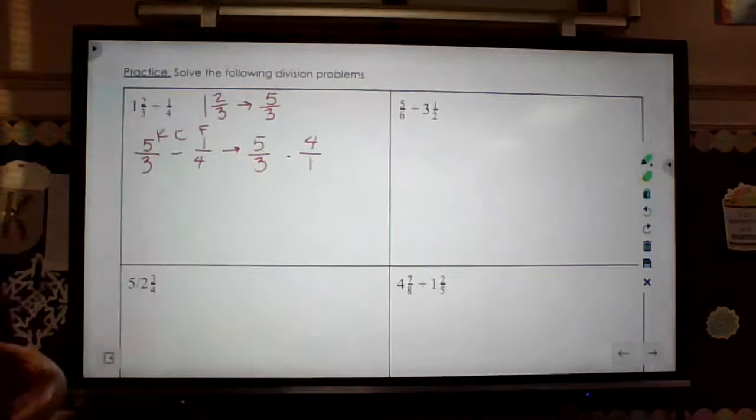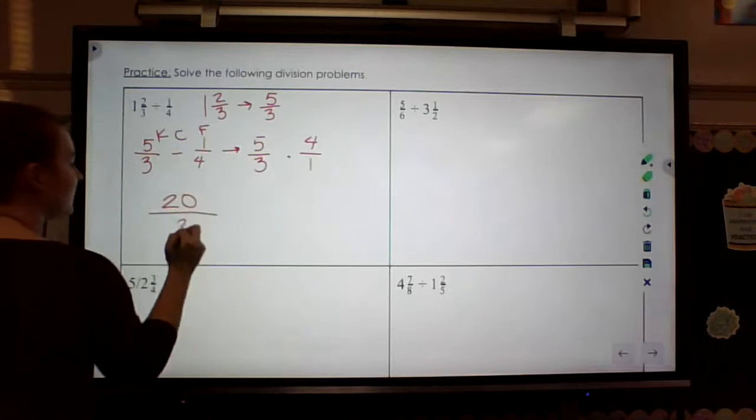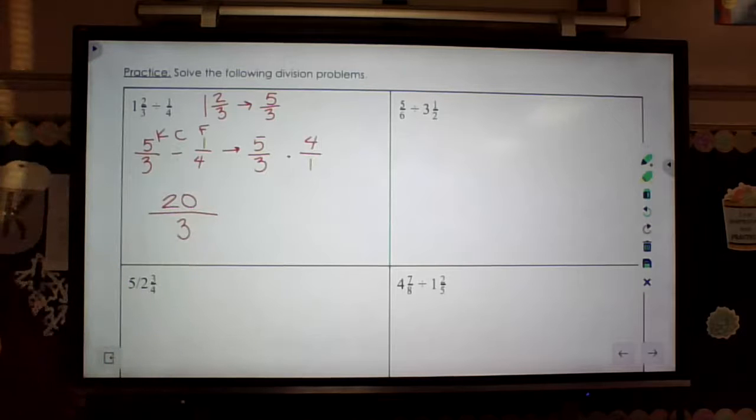So we're going to have to multiply straight across and check to see if we can simplify at the end. 5 times 4 is 20. 3 times 1 is 3. That is an improper fraction. We do not want that as a final answer. So we're going to have to turn that back into a mixed number.